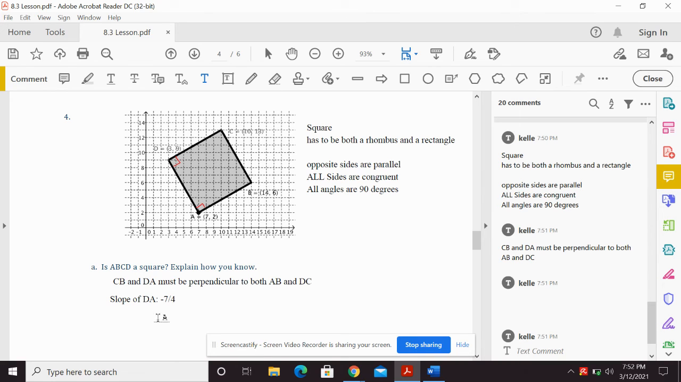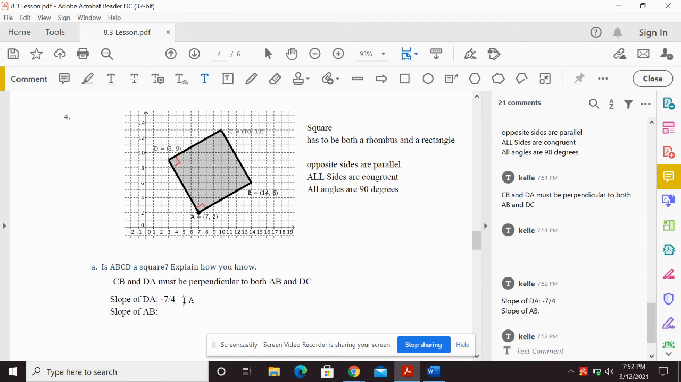So, is that perpendicular to AB? Well, let's find the slope of AB. To be perpendicular, the slope has to be the opposite reciprocal. So it has to be 4 over 7. That's what we're looking for. So is the slope of AB 4 over 7? You flip it and you switch the sign.